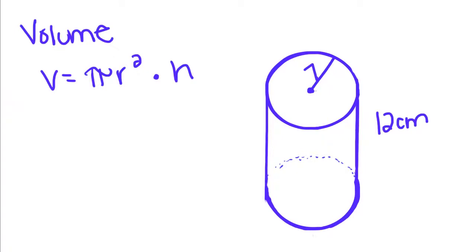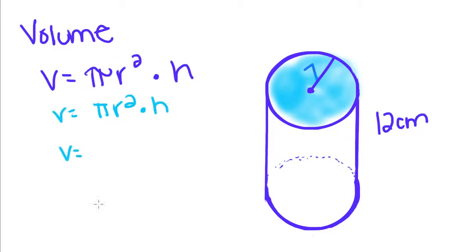The volume of a right circular cylinder is equal to pi r squared times height, which makes sense because if you think about it, the area of a circle is just equal to pi r squared, and then if we multiply it by the height, it'll give us volume. So the volume of this cylinder is equal to pi radius squared times 12.